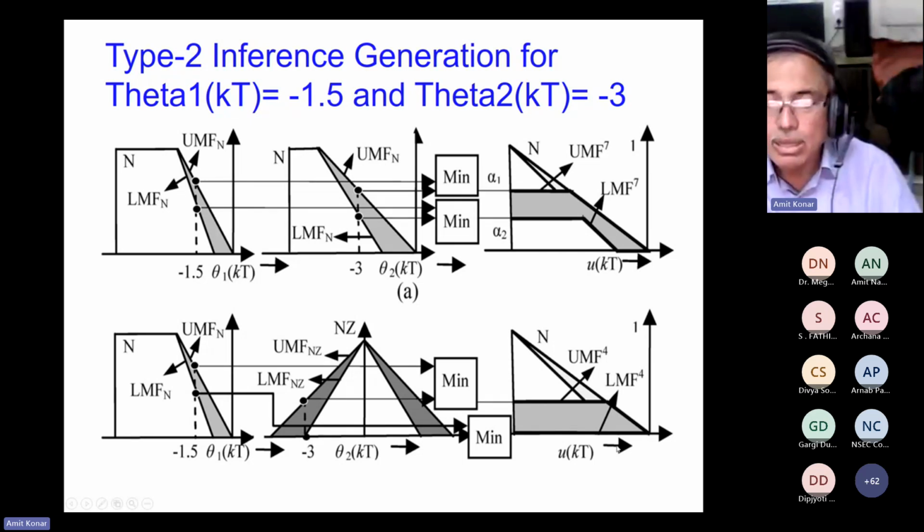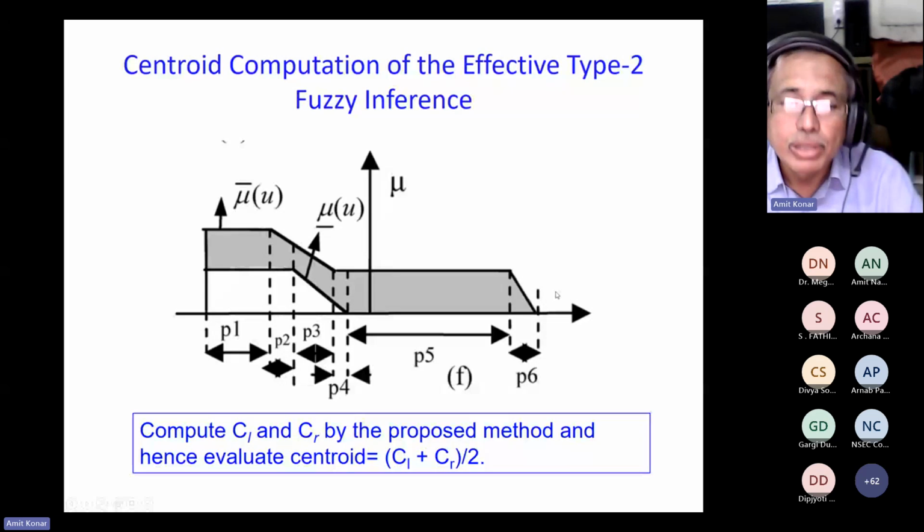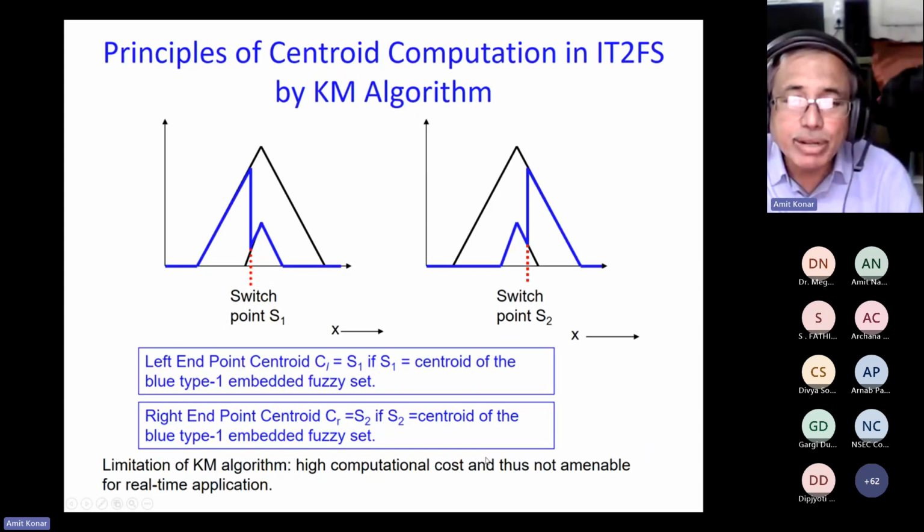Result is like this. Now, if multiple rules fire, we have to take the union of these two regions, and the union is something like this. Then I have to use defuzzification in interval type 2 fuzzy logic. For the defuzzification, we have to compute two things. One is called the lower centroid or left endpoint centroid. The other is called the right endpoint centroid, and you need to take the average value. For computation of these, there is one famous algorithm called the Karnik-Mendel algorithm.